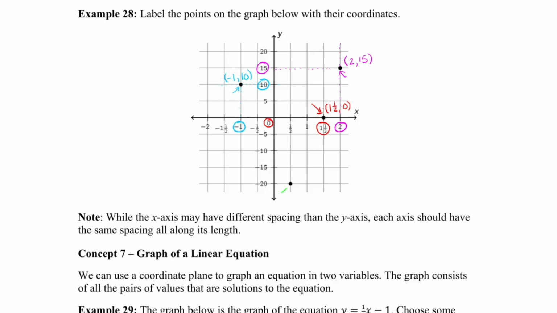Okay, our last point is this one. We see it's on the vertical line that goes through a half. So the x-coordinate is a half. And then it's on the horizontal line through -20. The y-coordinate is -20.